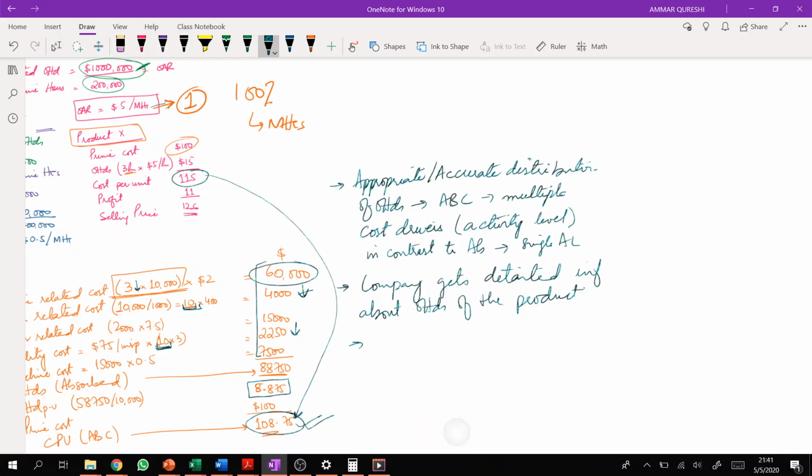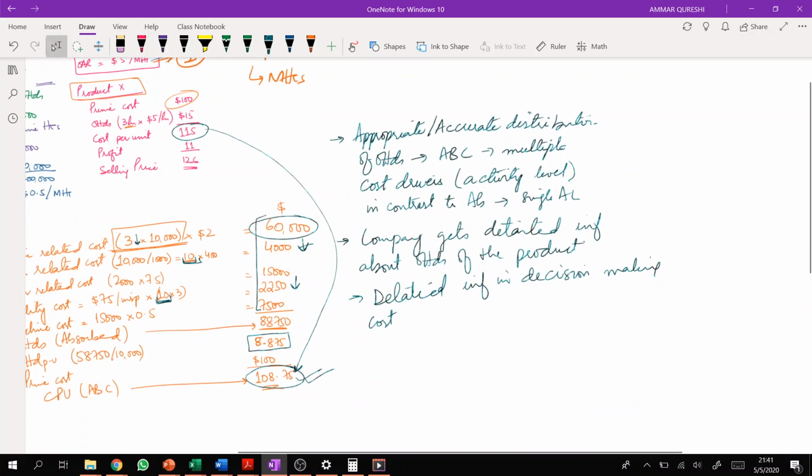Now, how can the company use this detailed information in decision making? Decision making in the sense, for example, the company wants to control cost. By the way, there is a difference between cost control and cost reduction, right? Cost control means you are trying to reduce the cost. Let me give you a simple example. Cost control means what?